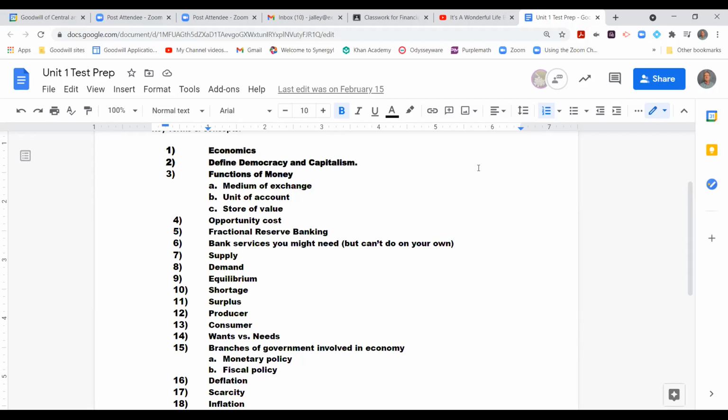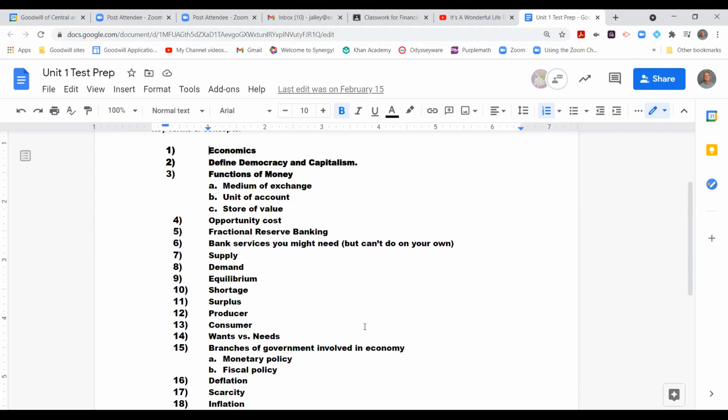All right, now the next, let me see here, from 7 down to 13. Those are all terms. We've defined them. If you've done the terminology assignment where you get to write a little story, it's suggested to write a love story using these economic terms, but you can write any kind of story. Make sure that you understand how to use these terms correctly. Supply and demand, equilibrium, shortage, and surplus. Those are all connected.